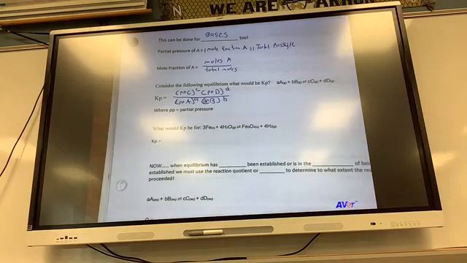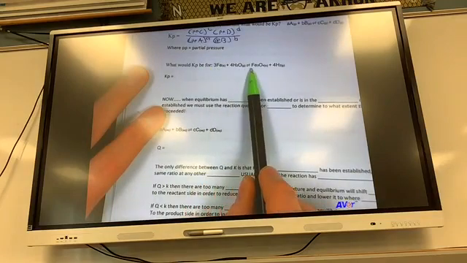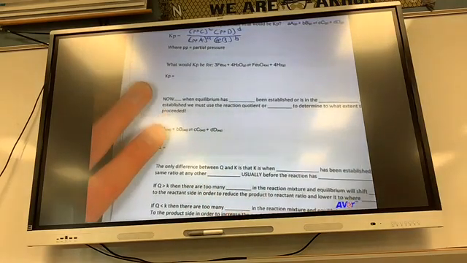Anyways, I was just saying, whenever it's Kp and you're dealing with pressures and equilibrium, you have to use parentheses. Do not use brackets. You will not get the point on the AP test. What would Kp be for 3Fe plus 4H2O in equilibrium with Fe3O4 plus 4H2? So Kp is going to equal what?